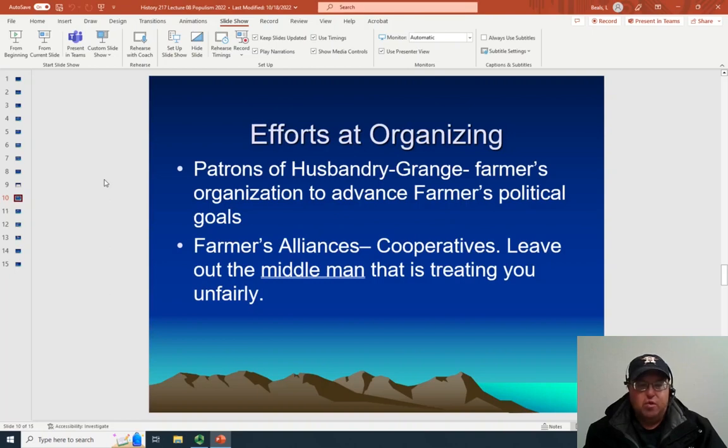Farmers' Alliances were meant to circumvent the middleman, circumvent the people that you feel are screwing you over: banks and the railroad industry. So what do you do? You form cooperatives. If the market is not giving you a good price for your crops, you sell them to your cooperative. Need a loan, you go to your cooperative.